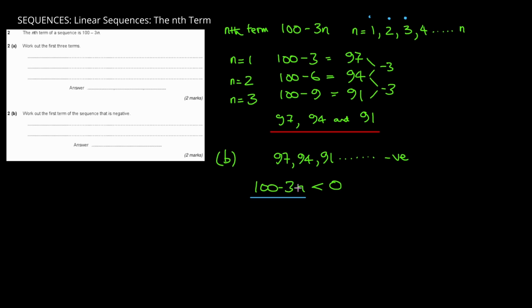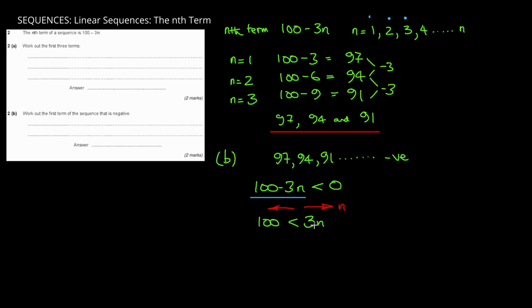Again, rather like an equation, we have to put n's on one side and numbers on another. So I'm going to put n's on the right-hand side and numbers on the left-hand side of the inequality sign. So 100 can stay. To move the 3n, again, just like an equation, we can add 3n to both sides. That will eliminate it from this side, and it will appear over here as positive 3n. So 100 is less than 3n.